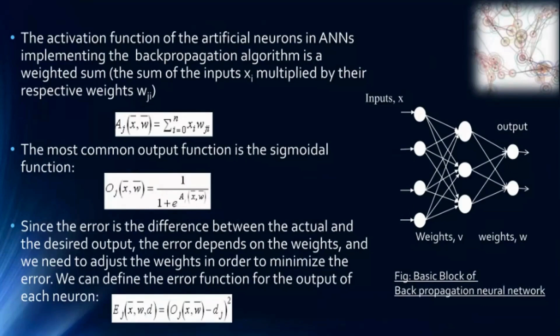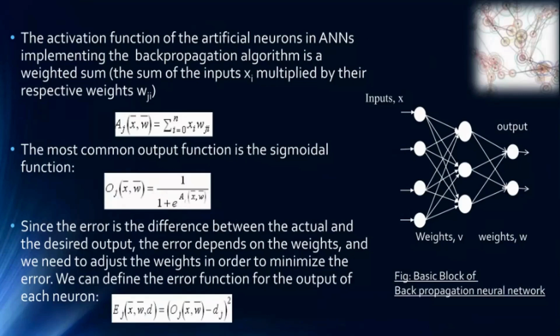And the activation function of the artificial neural networks, ANNs, in an implementation of the backpropagation algorithm is a weighted sum of the inputs, which we call x_i, multiplied by their respective weights w_j. So this is the basic formula with which we can implement the formation of the neural network as a basic structure, right? We calculate the input values. We have the structure of weight V and weight W as the basic blocks of the backpropagation neural network. The most common output function is the sigmoidal function.